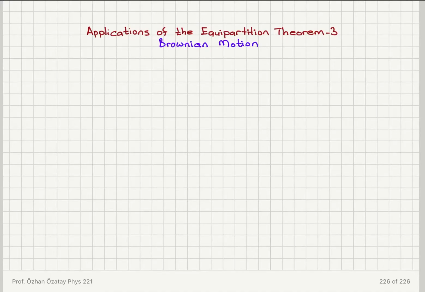Another application is the Brownian motion, and if you remember, Brownian motion occurs for micron-sized macroscopic particles that are suspended in a fluid. When we investigate their motion under the microscope, we see that they have random fluctuations, and that's called Brownian motion.